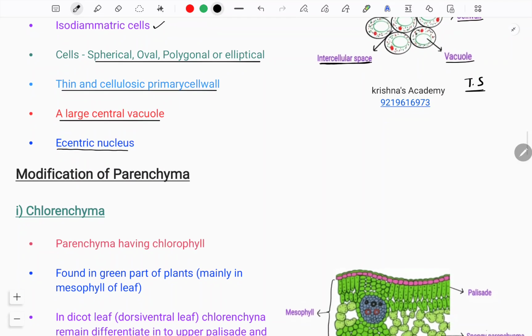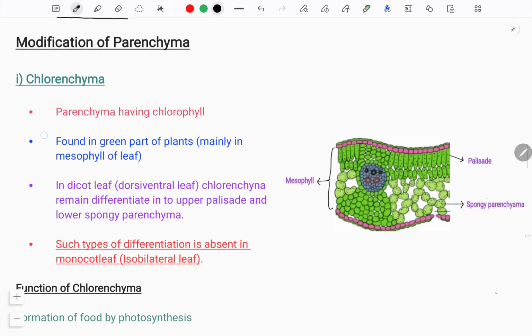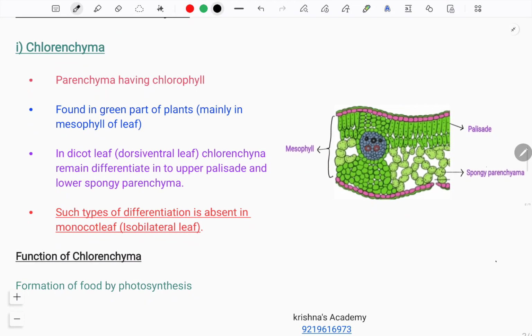Now, parenchyma shows different types of modifications, but we will discuss only two main types. The first one is chlorenchyma, which is present in all photosynthetic plants. Parenchyma having chlorophyll is called chlorenchyma. And chlorophyll gives the green color because it is a green colored pigment. That's why it is found in the green part of the plant, mainly in the mesophyll of the leaf, the middle part of the leaf between the two epidermis.